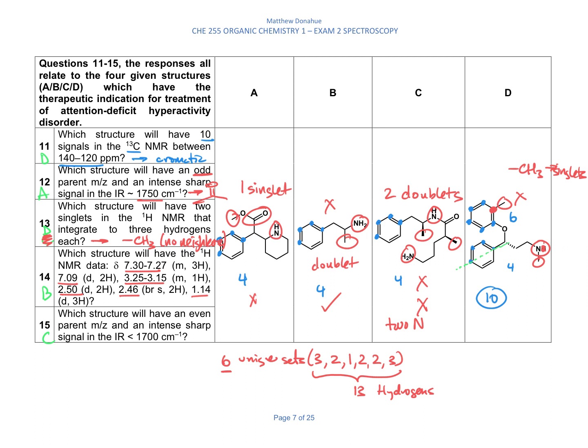And again, we don't even really have to go into these different multiplicities or their integrations or ratios, because we can just eliminate based on the count. And then finally, 15, which structure will have an even parent in the mass spec and an intense sharp signal at less than 1700? That has to be C, because there's 2 nitrogens. The other ones all have 1, an odd number of nitrogens, so the parent would be odd. The IR being less than 1700 is the amide carbonyl.